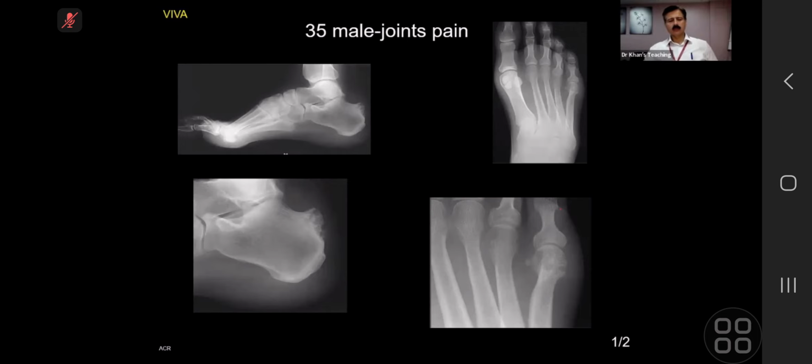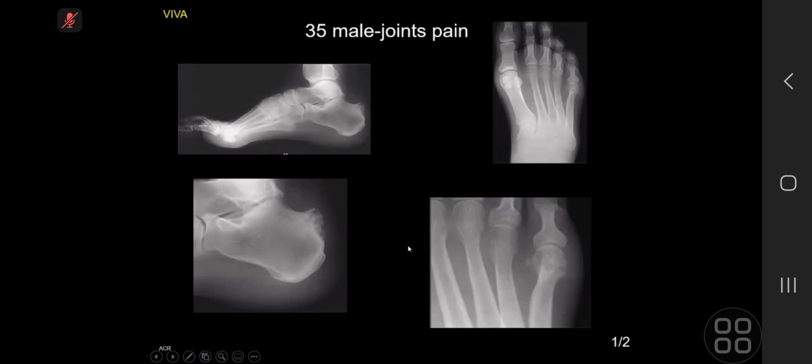Conclusion. So the features would be in keeping with an erosive arthropathy with enthesitis, and I would consider reactive arthritis as the number one diagnosis. And what is your differential?